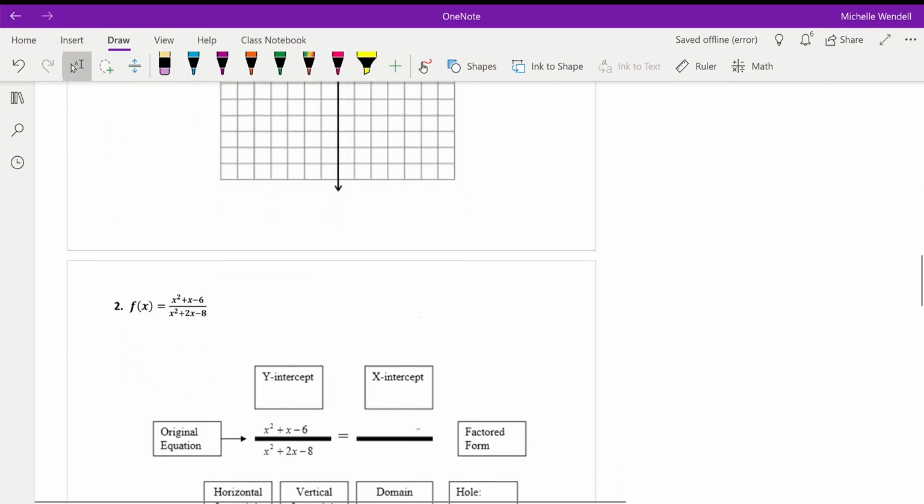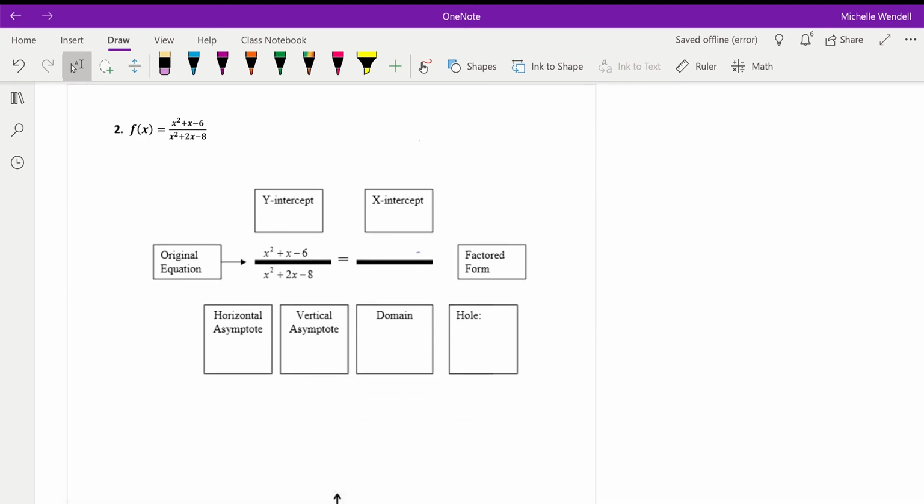All right, I'm going to leave example 1 and 3 for you, so we're just going to do example 2. In this first example, we have x squared plus x minus 6 over x squared plus 2x minus 8. Before we factor that, we're going to find the y-intercept and the horizontal asymptote, because you can find those really easily in this original unfactored form. To get the y-intercept, we're going to set x equal to 0. When you do that, you get negative 6 over negative 8. That reduces to 3/4. So your y-intercept is (0, 3/4).